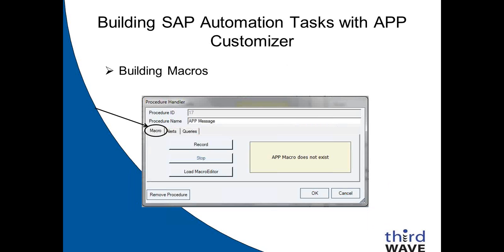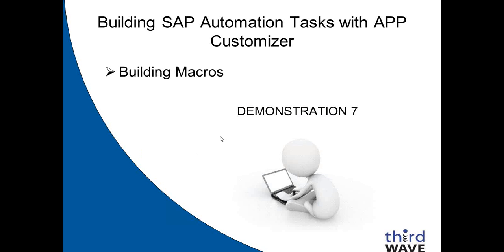When we got to that last step, previously we went to the alerts tab and we put in a pop-up. We put message box and we put a message. There's also a tab on there for macro. So we're going to go to the macro tab, and then we're going to hit the record button. And we're going to record the process. And once we record it, we'll go back and we'll take a look at the macro code.